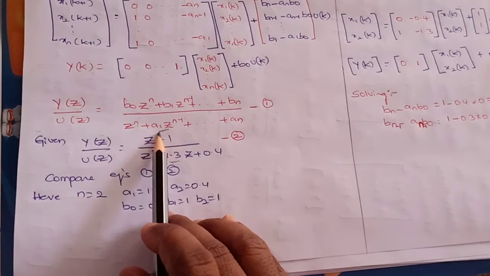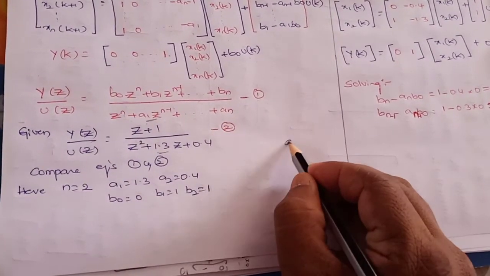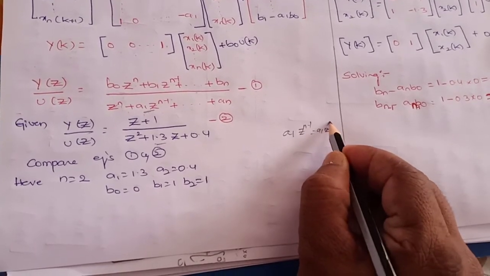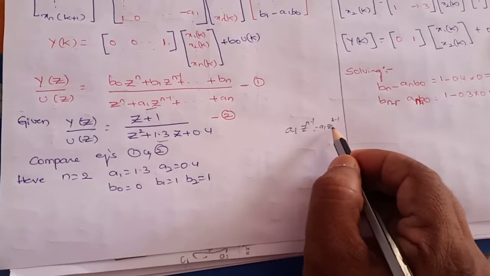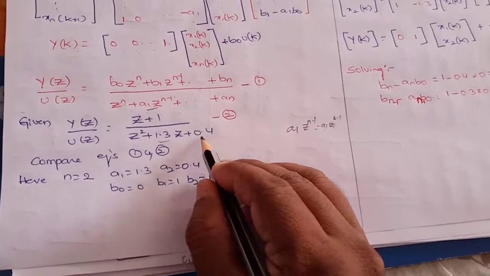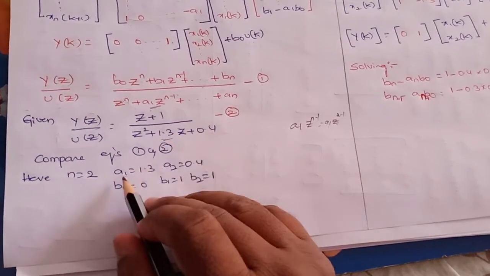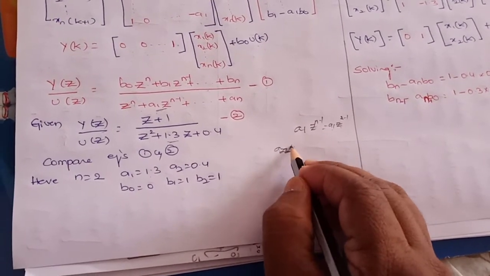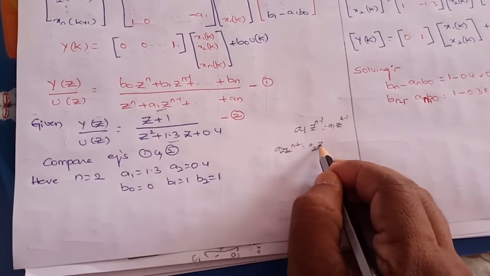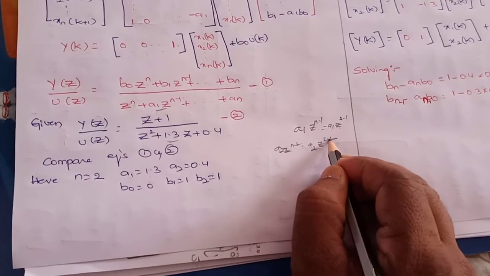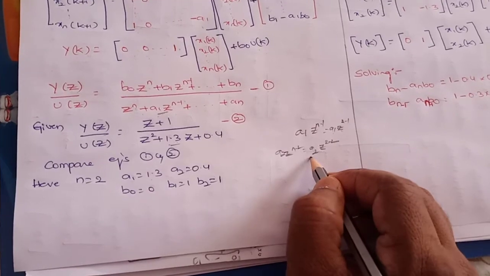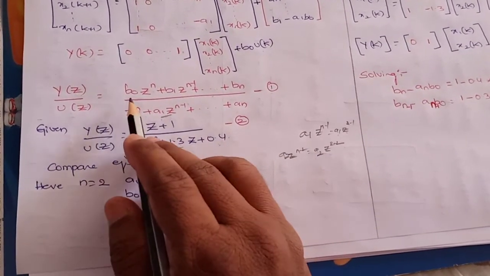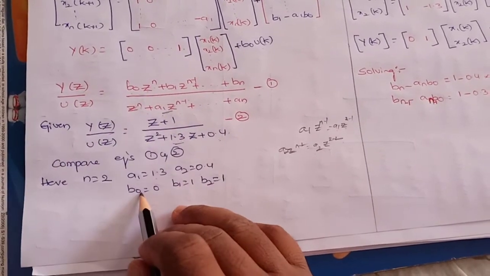Let us see here, a1 z power n minus 1. What is the n value? 2. So 2 minus 1 is 1, z power 1 is z, that is z into a1. So here also z into a1, so a1 equals 1.3. Similarly, the second element is a2 into z power n minus 2, that is z power 2 minus 2, z power 0, which is 1, into a2. So a2 equals 0.4. In the numerator we do not have any z power n, so the b0 value we can write as 0.